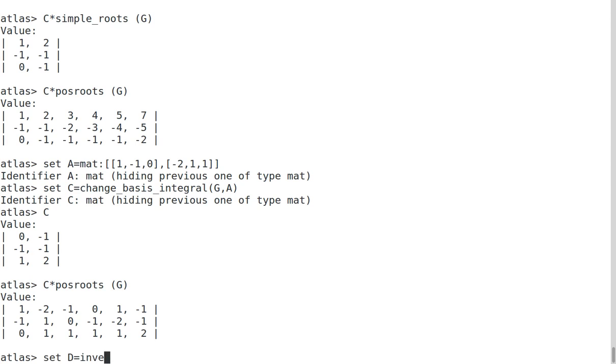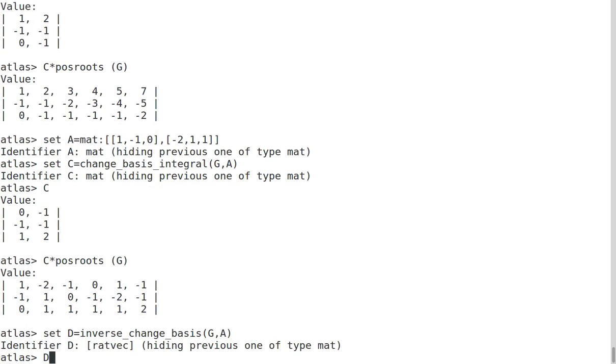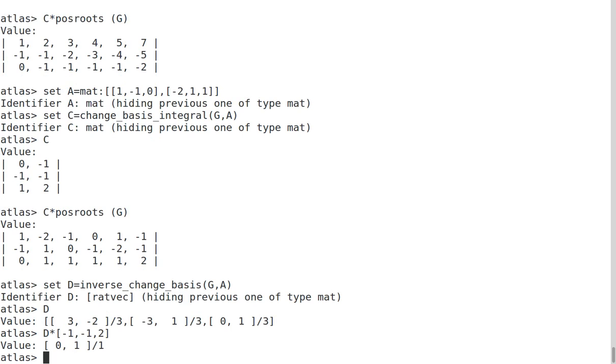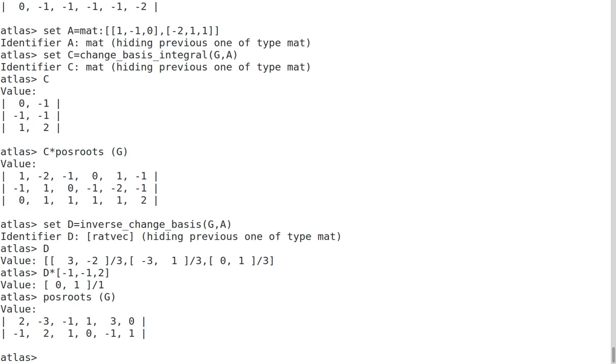And for good measure, let's look at the inverse change of basis matrix for G with respect to A. And now this is an inherently rational matrix, so I can't convert it to an integral matrix, but this is the matrix that goes the other way. So for example, if I took D times minus 1, minus 1, 2, that's the highest root in the nice coordinates, and if I multiply it by D, I get the highest root in the coordinates that Atlas is using. And let's just see that that's really right. The last root is always the highest root, and indeed it's 0, 1. So this is a very simple and powerful tool which enables you to convert coordinates to something that you find convenient.